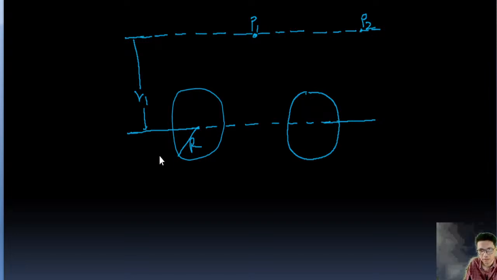And also there are 2 points. This point is P4, and this point is P3. This is inside the capacitor.